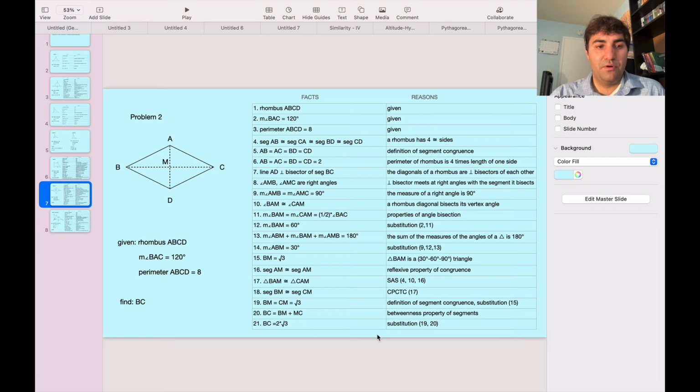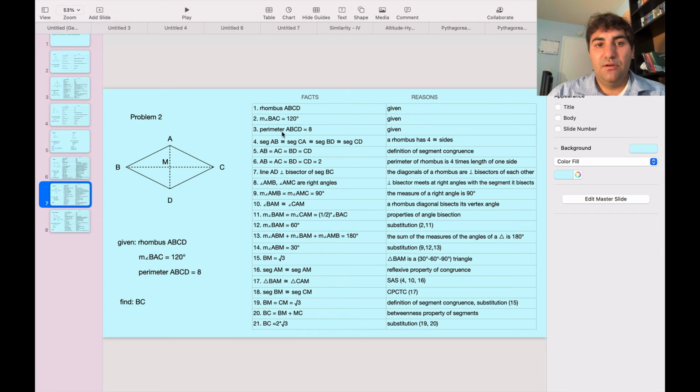Okay, let's do another problem. So we're given rhombus ABCD. We're given that the measure of angle BAC, this angle here, is 120 degrees, and the perimeter of ABCD is 8. Find the length of BC. So that's one of the diagonals, right?